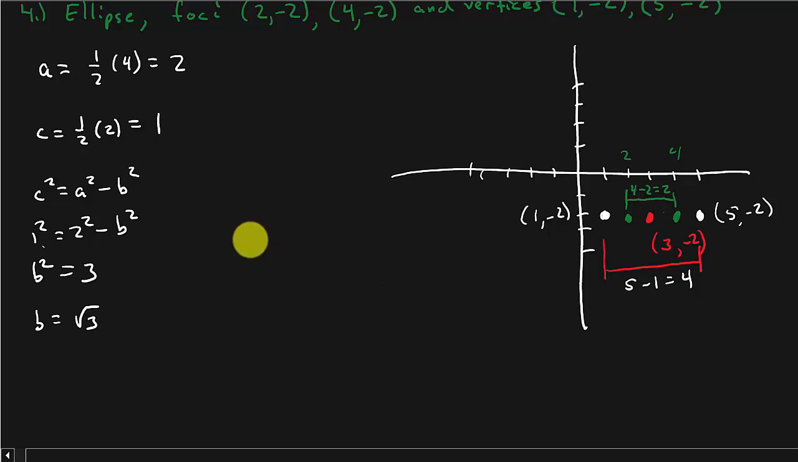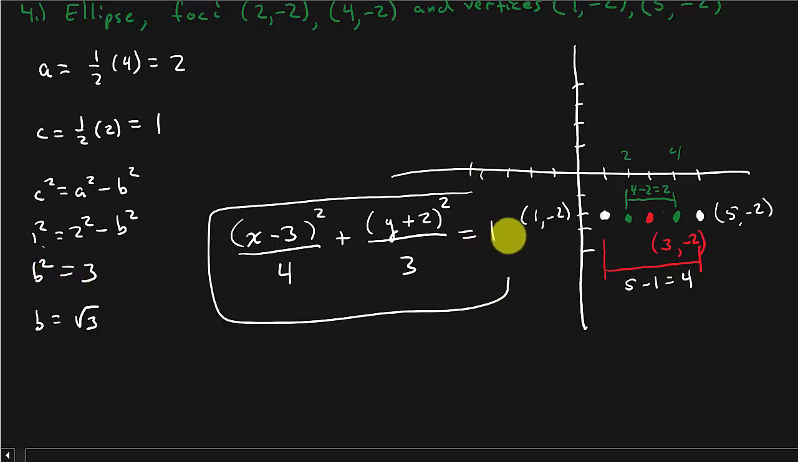All right, so I've got x, that's 3, so that's (x minus 3) squared over a squared. And what's a squared? a squared is 4, because a is 2, so 2 squared is 4. And then plus, my y coordinate is -2, so that's (y plus 2) squared over b squared. Well, what's b squared? b squared is 3, and that equals 1. And there's your answer. And yes, I guess if you wanted to, you could multiply it out. I probably wouldn't on this one. I'd just leave it like that.